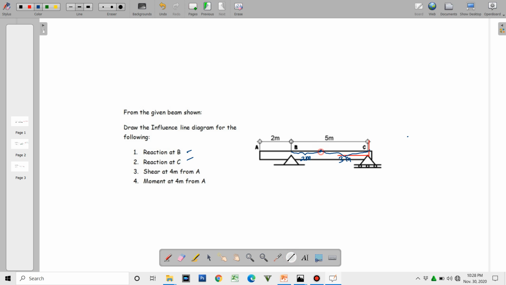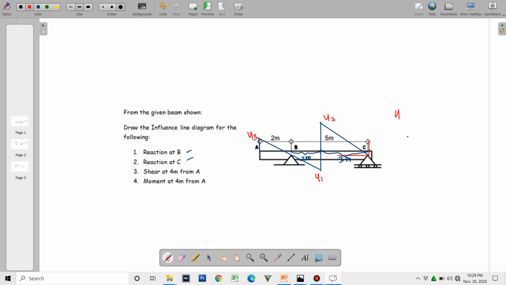So for shear at that point, we're gonna allow a downward movement here. Okay. So the position of the beam stays pinned at B. And then an upward movement here. Okay, so this is the ILD. So we go for the ordinates. Say this is y1, y2, and that will be y3.